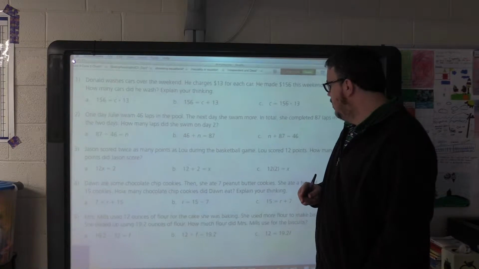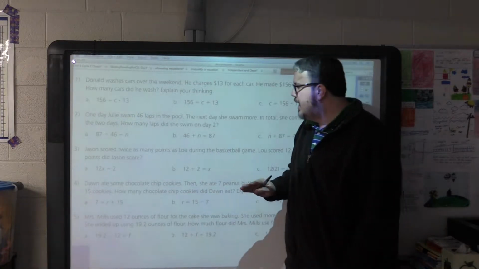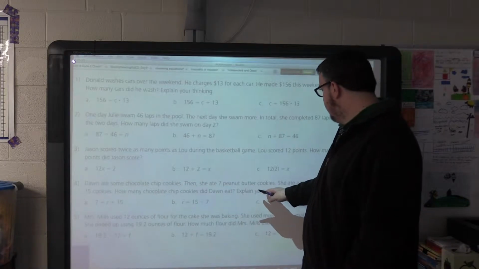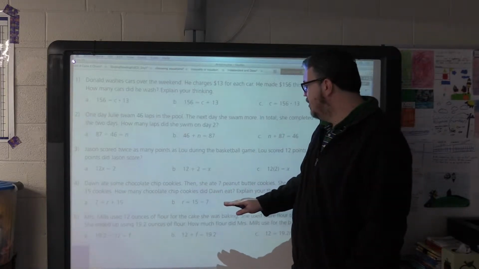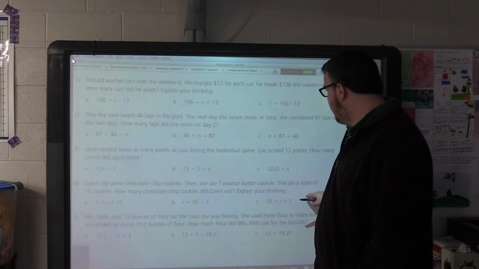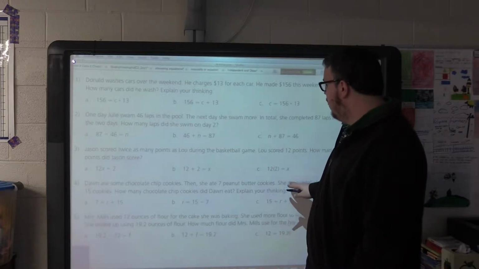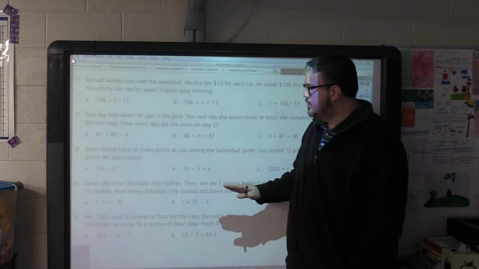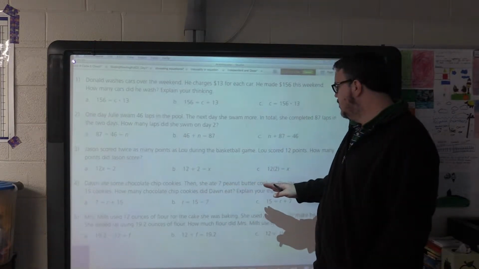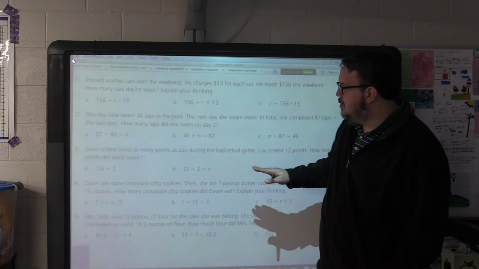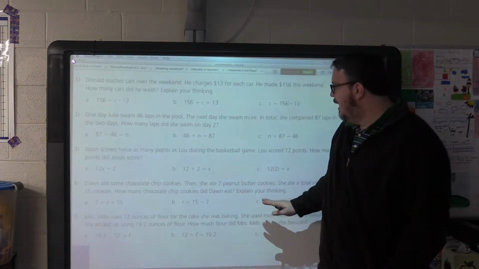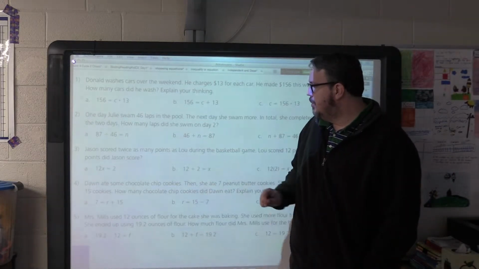Now, let's look at our situation here. It says, Dawn ate some chocolate chip cookies, then she ate 7 peanut butter cookies. She ate a total of 15 cookies. How many chocolate chip cookies did Dawn eat? Explain your thinking. Now, I want to mention that our main directions are not necessarily to actually figure out how many chocolate chip cookies she ate. It's actually to figure out which of these equations, A, B, or C, matches up with our story problem.